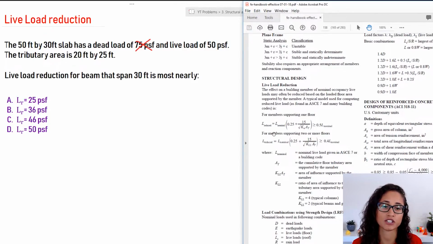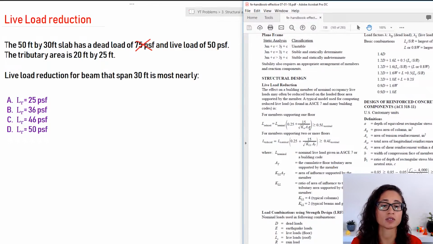So these are the two equations. The first one is for if it's supporting one floor. The second one is for if it's supporting two or more floors. The only difference between these two equations is this inequality here, but everything else is the same. If you have one floor, this has to be greater than or equal to 0.5 of your live load. Make sure you always check this inequality, it's really important. Or if your member is supporting two or more floors, then this has to be greater than or equal to 0.4 live load. What that means is that you don't want to reduce it more than 0.4 times your live load, or more than 0.5 times your live load, because then you're probably going to be under designing.